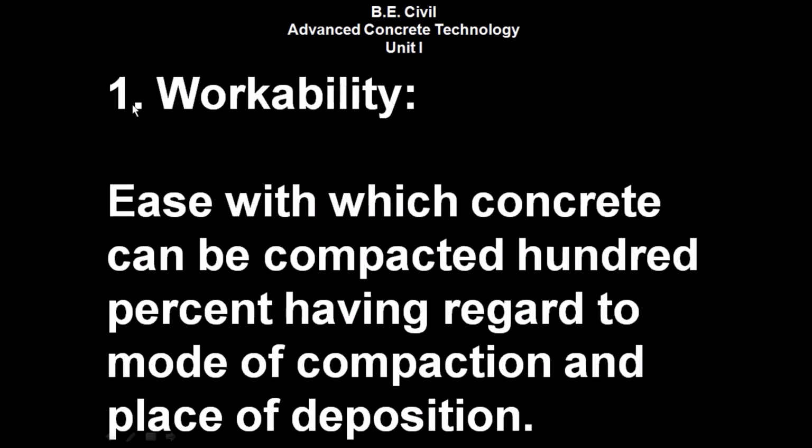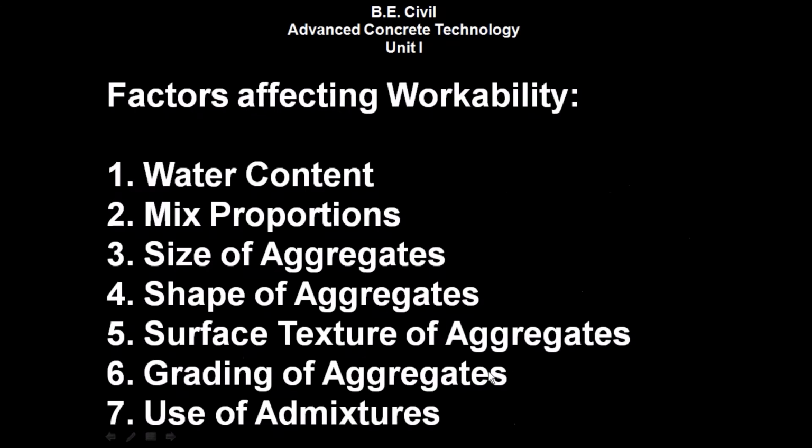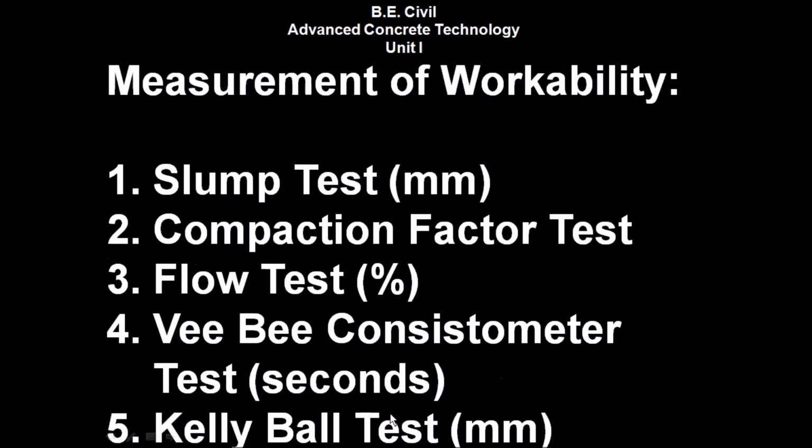So first we will see the workability. Ease with which concrete can be compacted 100% having regard to the mode of compaction and place of deposition, that is the workability. The factors affecting the workability are: first, water content, mixed proportions, third is the size of the aggregate, next is the shape of aggregates, fifth factor affecting the workability is the surface texture of the aggregate, sixth is the grading of the aggregate, seventh is the use of admixture.